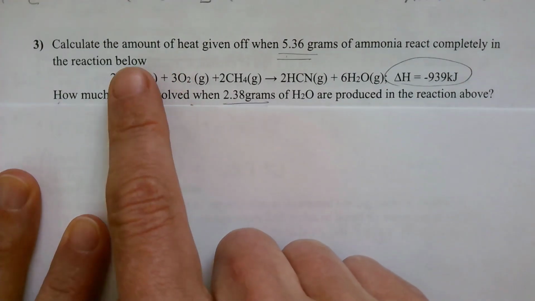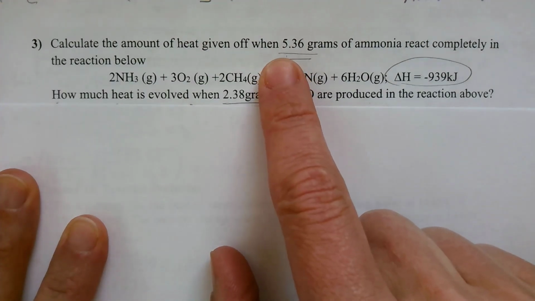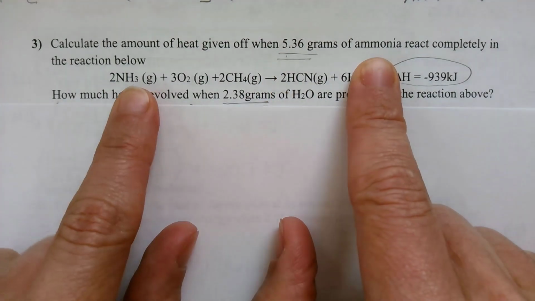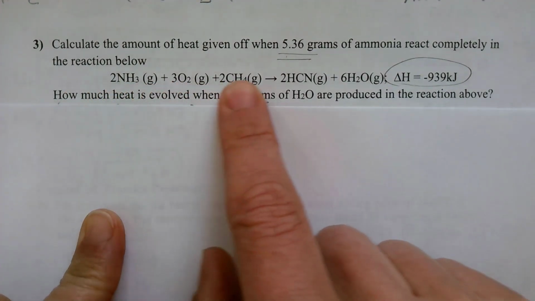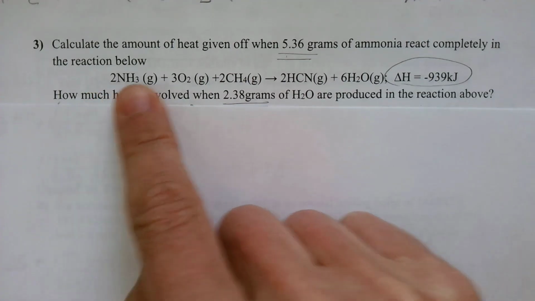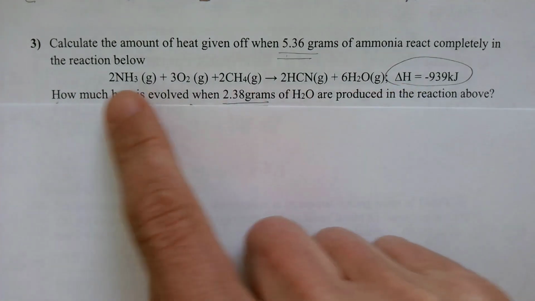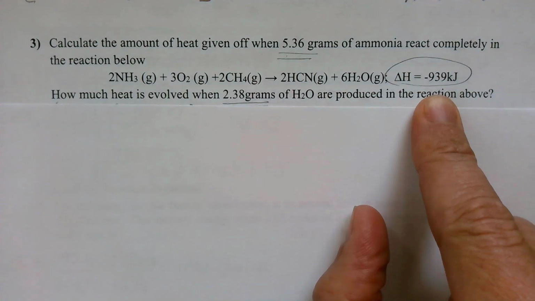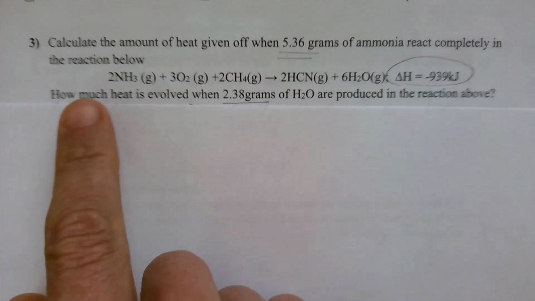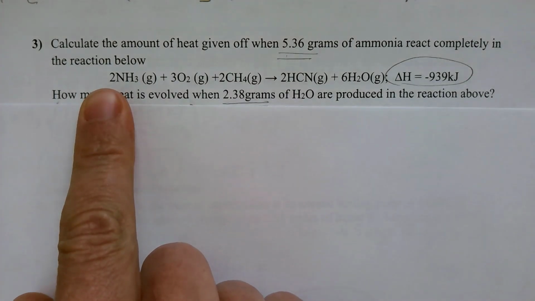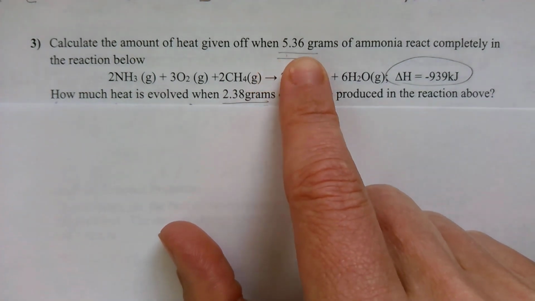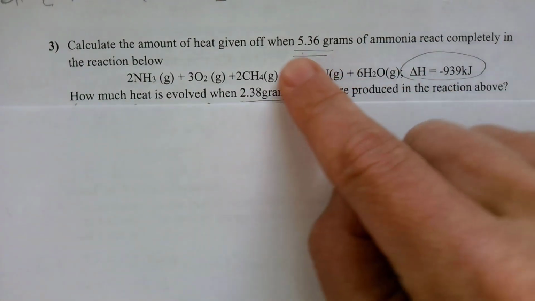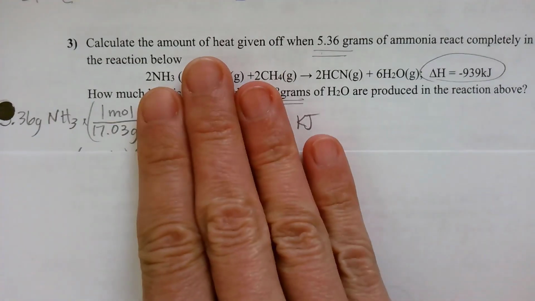Number 3 wants us to calculate the amount of heat given off when we have 5.36 grams of ammonia that reacts completely in this reaction. So we can see that ammonia reacting in this whole reaction, the delta H is negative 939 kilojoules. Well, notice that this is 2 moles of ammonia reacting. We only care right now about 5.36 grams of ammonia. So I'm going to start with that 5.36 grams of ammonia.